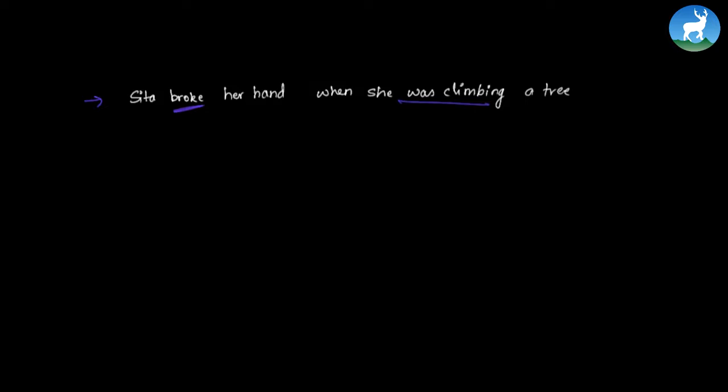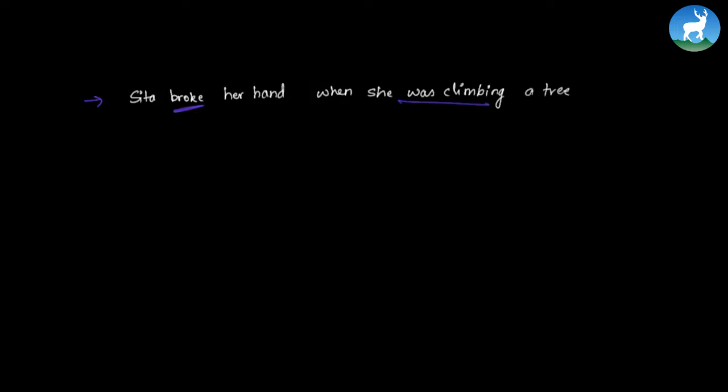Now we'll look at some examples of past continuous. Here we go. Sita broke her hand when she was climbing a tree. Like this, I am telling you that Sita broke her hand when she was climbing a tree. This is an event that has happened before and after. I'm describing an event.